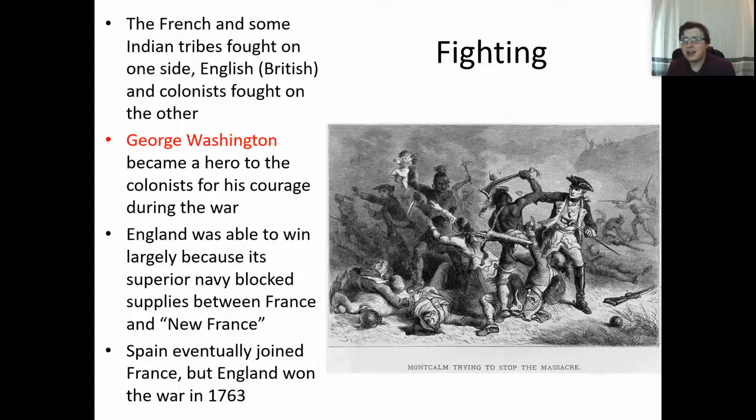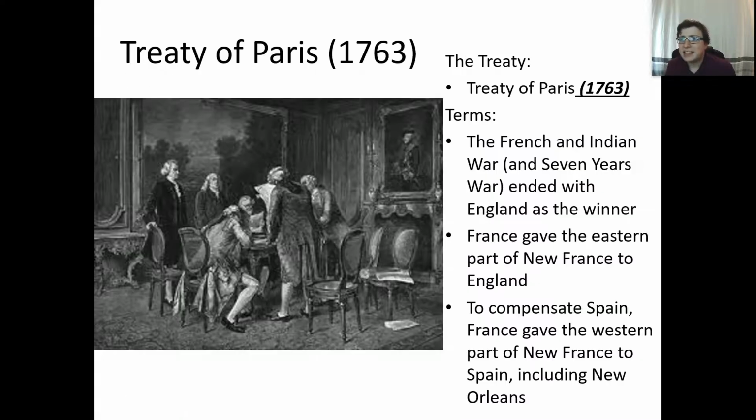England was going to be able to win largely because they used their powerful navy to blockade all supplies from getting into New France, meaning that they could not sustain the war. Spain would eventually join with the English side to fight against France, and this would cause the war to end in 1763. At the end of the war, the Treaty of Paris of 1763 would be signed.